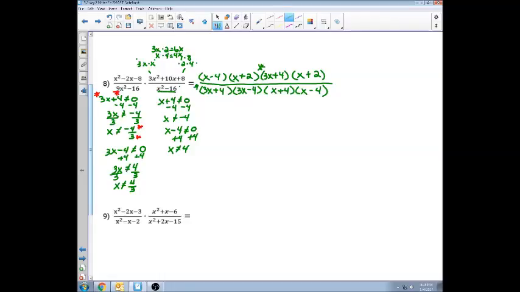Now on to simplifying our fraction. Anything that's in the numerator, I can also take out of the denominator. So I have x minus 4 and x minus 4. I have 3x plus 4 and 3x plus 4. So I end up with x plus 2 times x plus 2 over 3x minus 4 times x plus 4. And that is my final answer. Okay. On to our last problem.